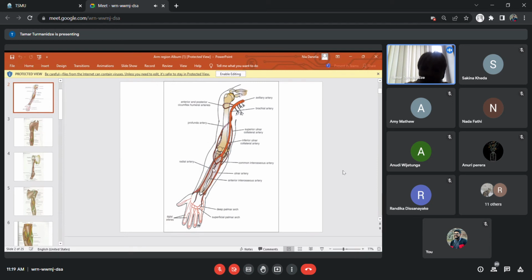The radial artery gives off the radial recurrent branch. The ulnar artery gives off the common interosseous artery, which is divided into the anterior interosseous artery and the posterior interosseous artery, and the ulnar artery also gives off the anterior and posterior ulnar recurrent branches. Recurrent branches pass upward and make anastomosis with the collateral branches of the brachial artery.